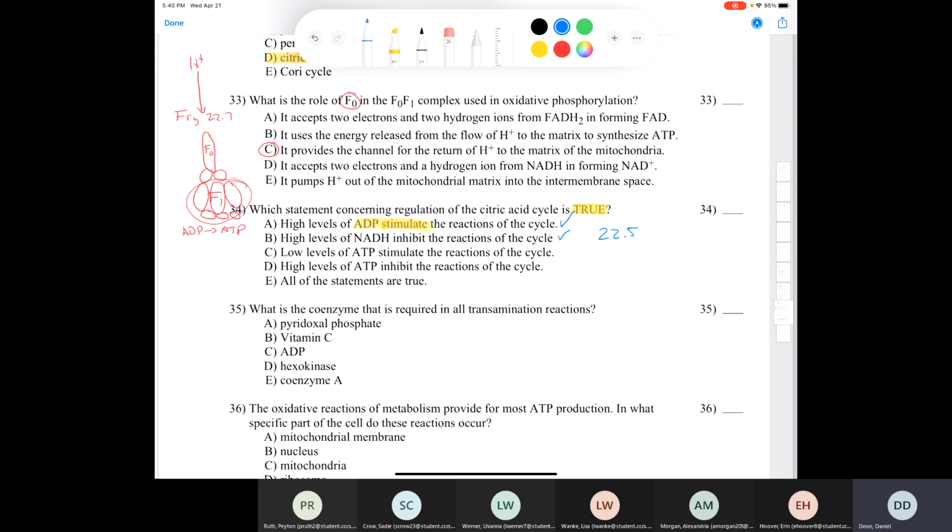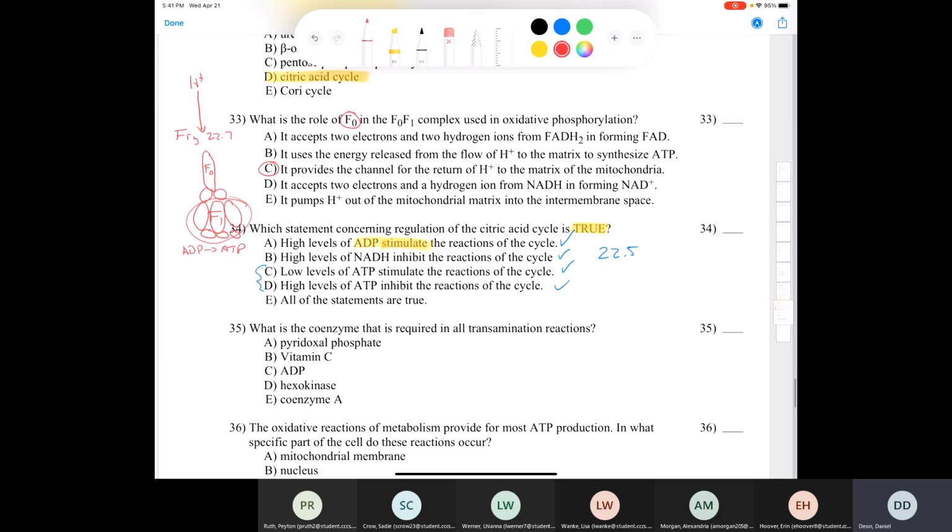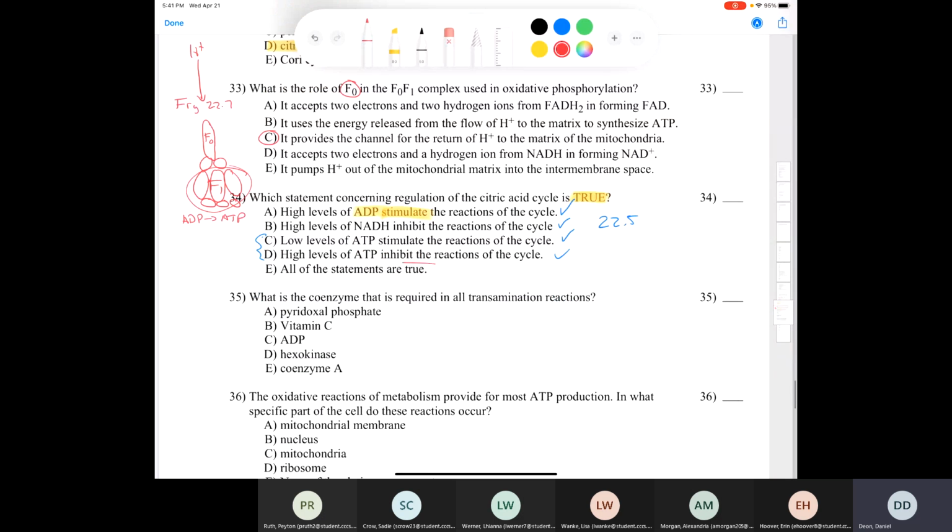Next one, what if you have low levels of ATP? Is that going to stimulate the citric acid cycle? Of course it will, because you have an energy deficiency. D, high levels of ATP inhibit the reactions of the citric acid cycle. Well, these two are opposites. So yes, this is going to be true. And so the correct answer is that all of these statements, A, B, C, and D, are in fact true with respect to regulation of the citric acid cycle.